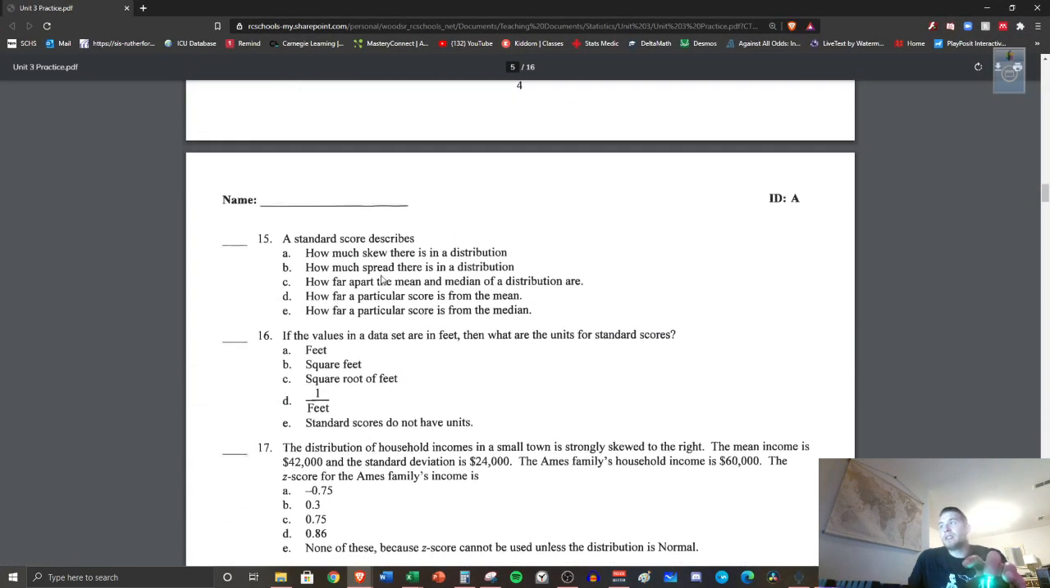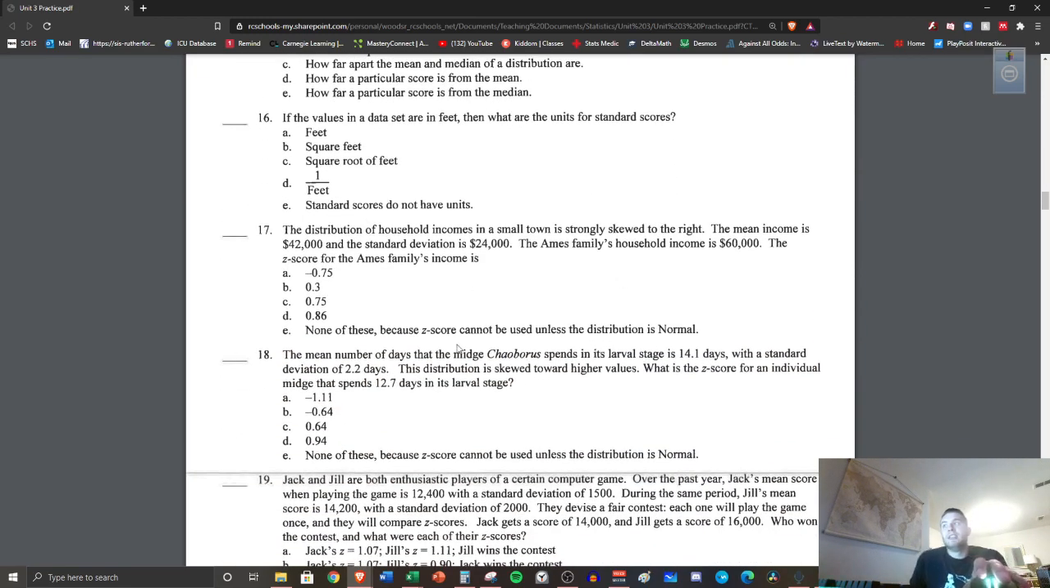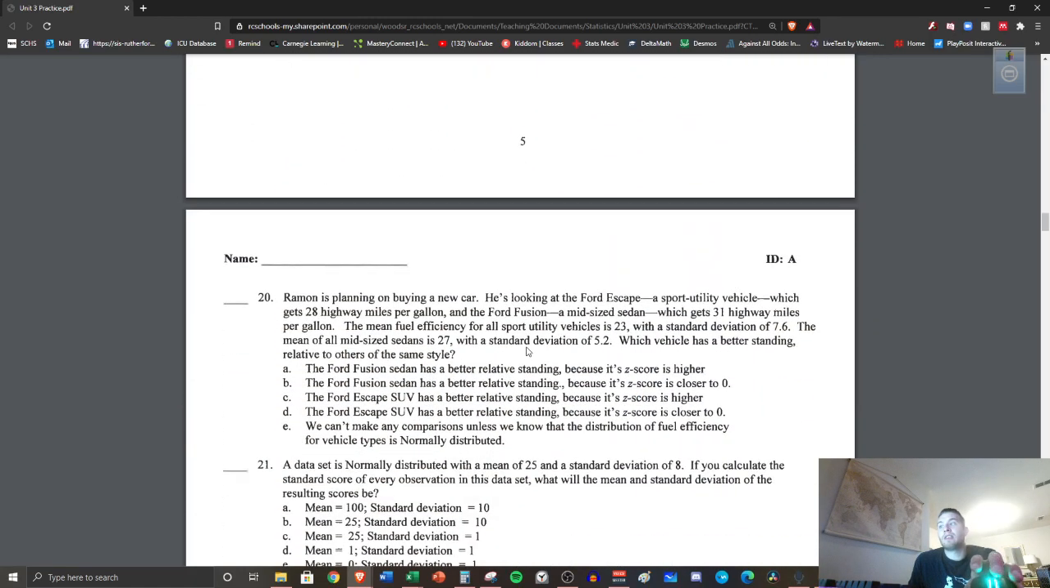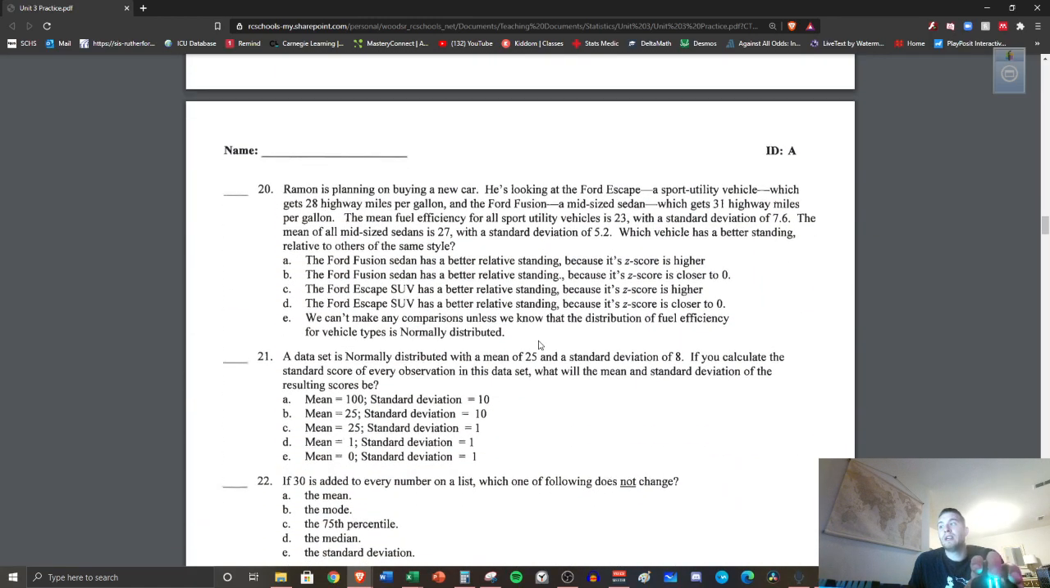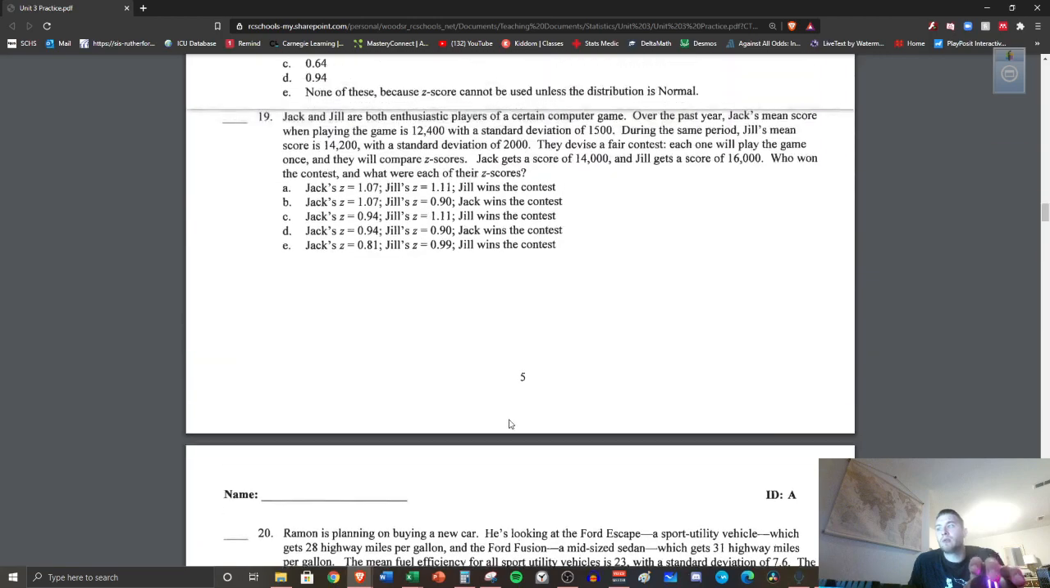Looking into the study guide, 15 is basically the definition. A standard score describes what? You have A, B, C, D, E there, pick the best one. 16 we've answered now. If the values in a data set are in feet, what are the units for the standard scores? Remember, standard scores, they don't have units of measure. We just said that, okay? Then some of these are asking you to do calculations for z-scores on here, all the way up until 20, okay?